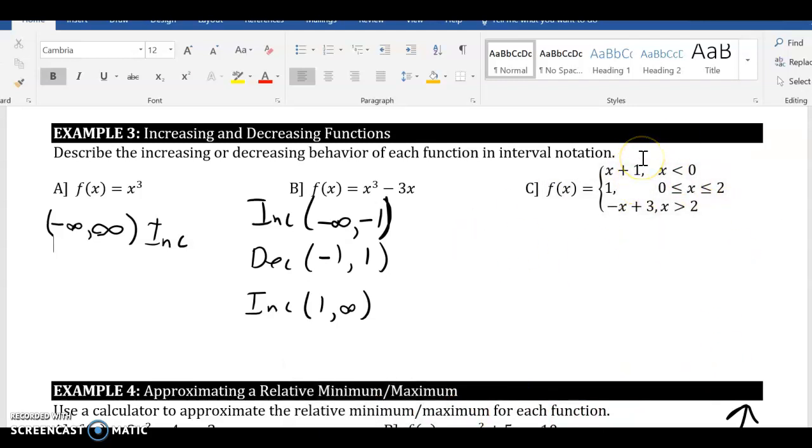Letter C is a piecewise function. It's going to have 3 different intervals. Looking at the slopes, you might be able to guess which one is increasing, which one is decreasing, which one is constant. We're actually going to have all 3 here. We're going to have an increasing, a decrease, and a constant, not necessarily in the order in which I wrote them. We are going to have all 3.